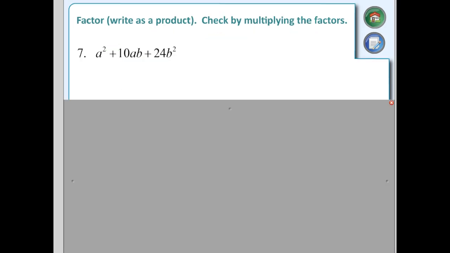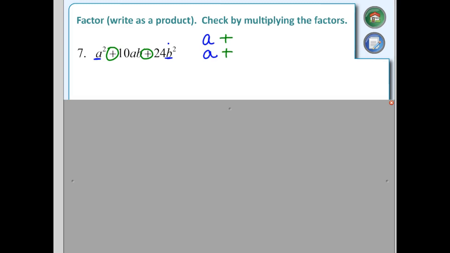Okay, now let's look at number 7. What did I do different this time? Yes, did you notice that I've got a squared here and b squared back here? Well, we're still going to do the same idea. We just got to remember to put those b's on the end. So let's try one. If I look at my factors of a squared, it's got to be a and a. If I look at my signs, both of these signs are plus, so that means both of my signs need to be plus.